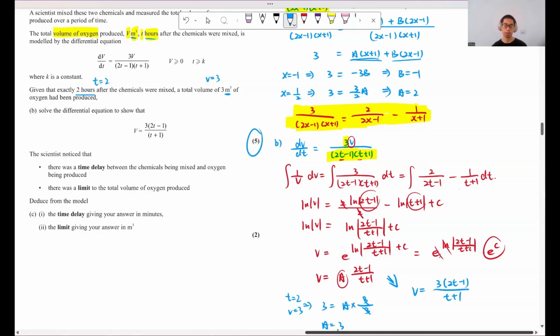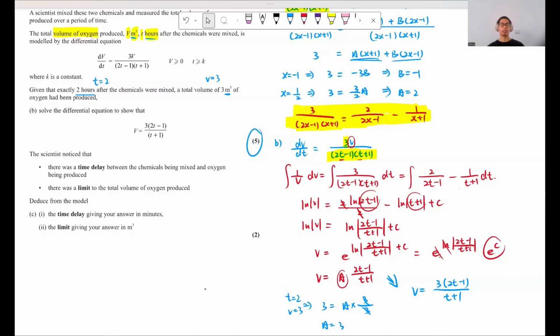Yeah. So that's another 5 marks. So the scientists noticed that there was a time delay between the chemicals being mixed and oxygen being produced. There was a limit to the total volume of oxygen produced. So deduce from the model: (i) the time delay, give your answer in minutes, and (ii) the limit, give your answer in meters cubed.